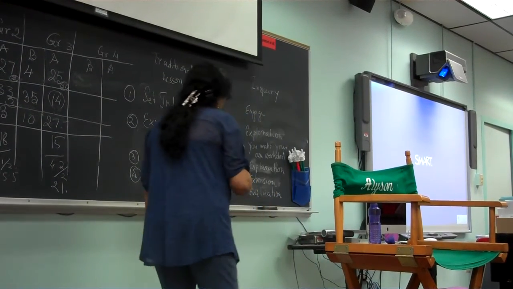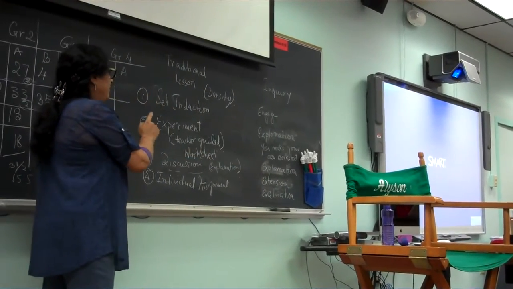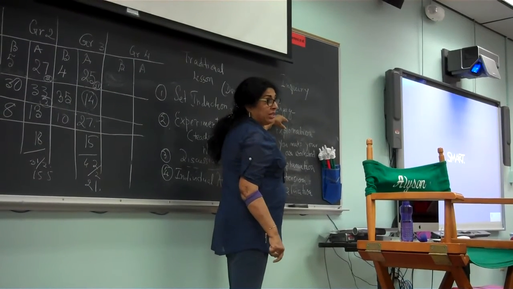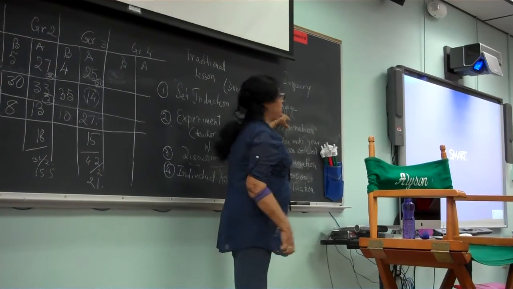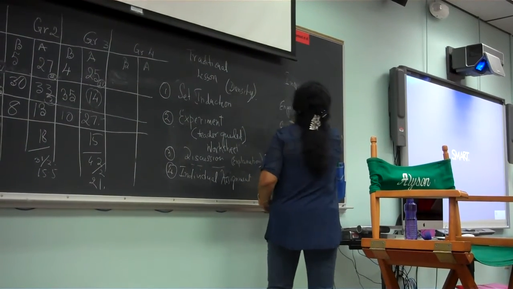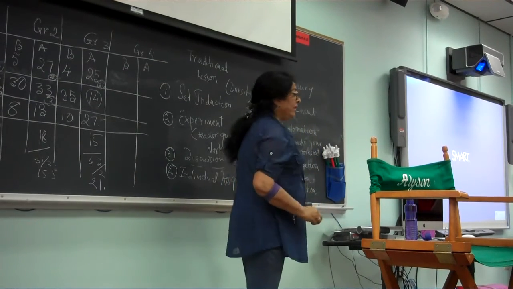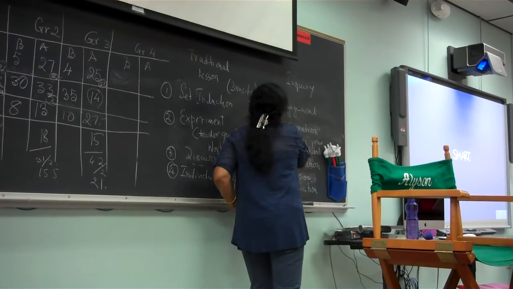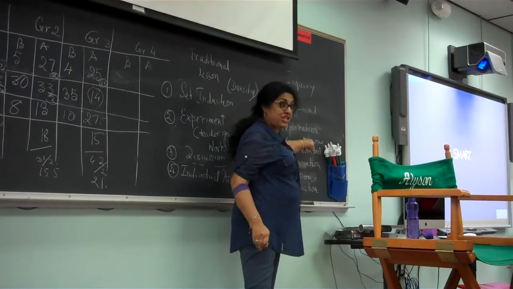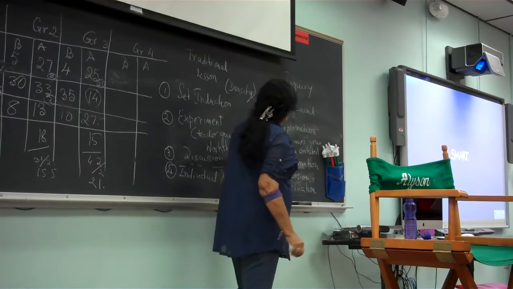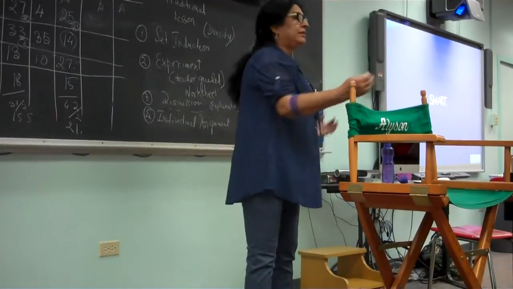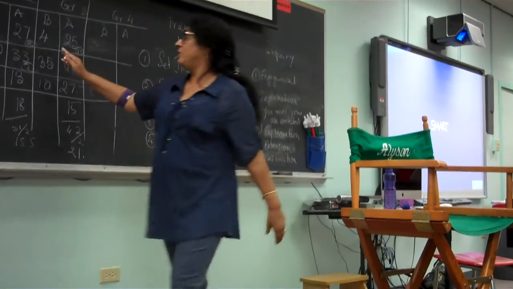So, see how I have categorized them. I have engaged you in a discussion. This is called engagement in an inquiry lesson plan. This is number one. Then you did the experiment. That is called exploration. Number three, I gave you an explanation for all the things that we have observed here.